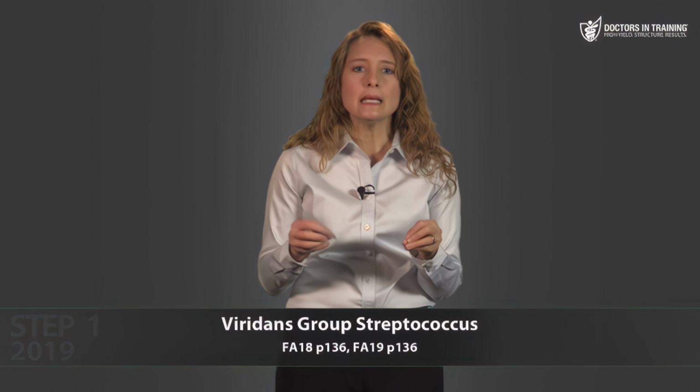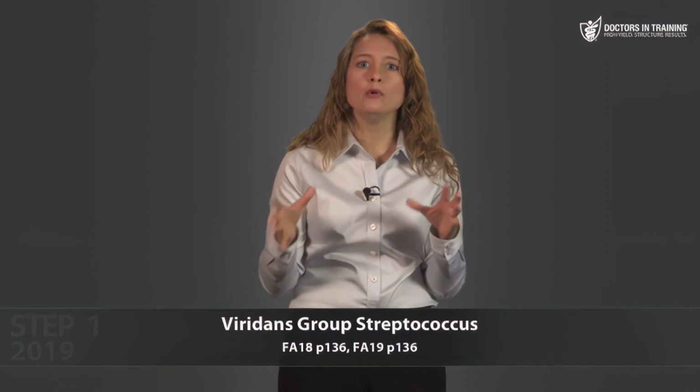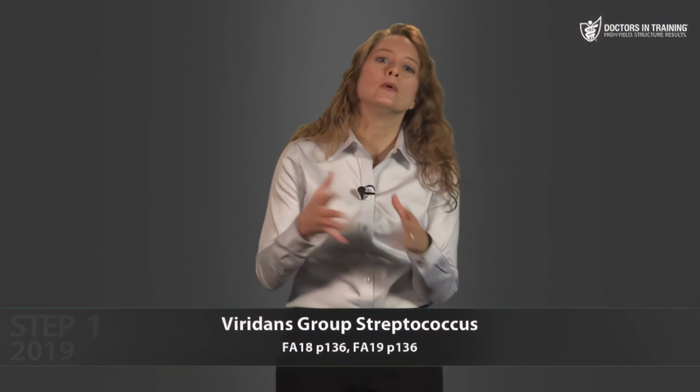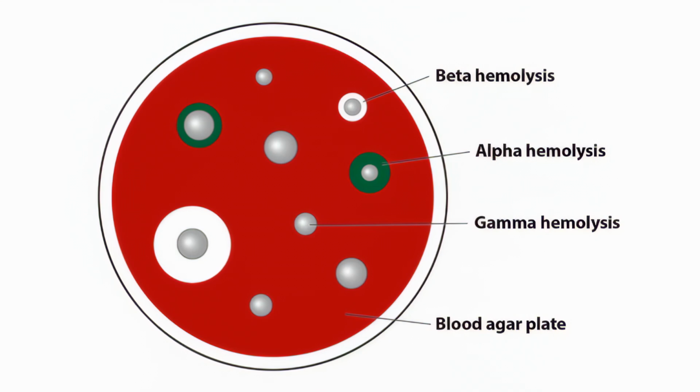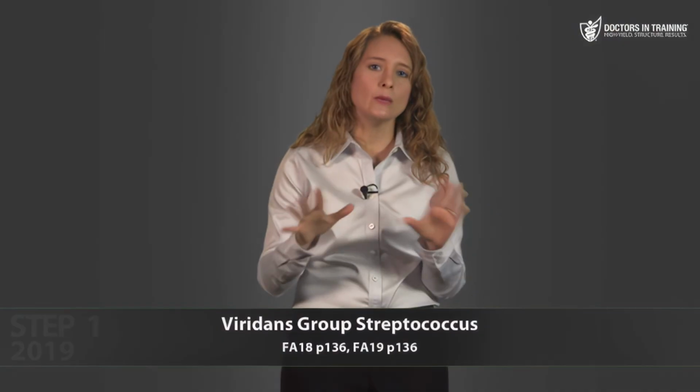All right, now we're going to keep talking about alpha hemolytic strep, but move from strep pneumo to viridian strep. Remember that alpha hemolysis leaves that greenish ring around the colony on the blood agar. So viridian strep and strep pneumo will both exhibit alpha hemolysis. Now, I don't want you to get confused.